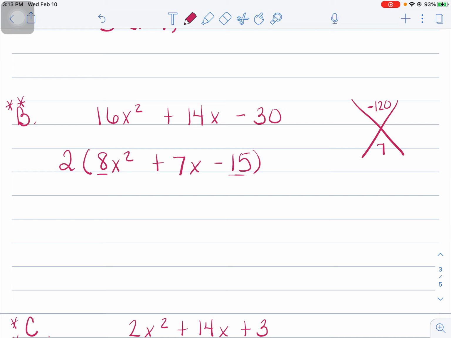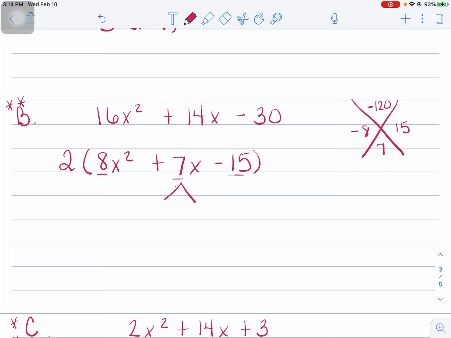Now, you can use your calculator to find factors. Remember, you put it in, or you can use Desmos. So I know that one of my numbers is going to have to be negative, and one's going to be positive, most likely, to get back to a 7. So I've used my calculator, and I see I can use a negative 8 and a positive 15. And those will work.